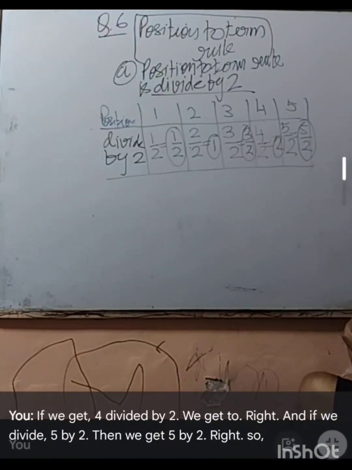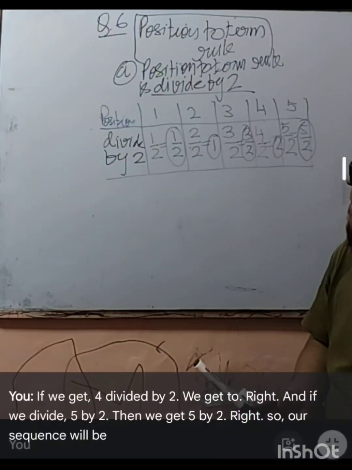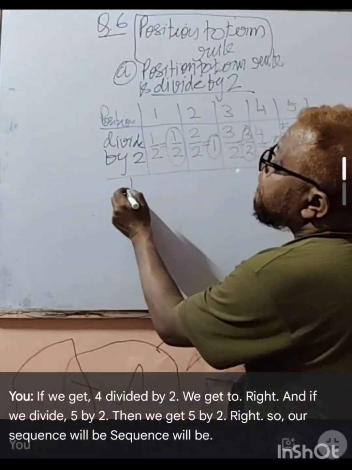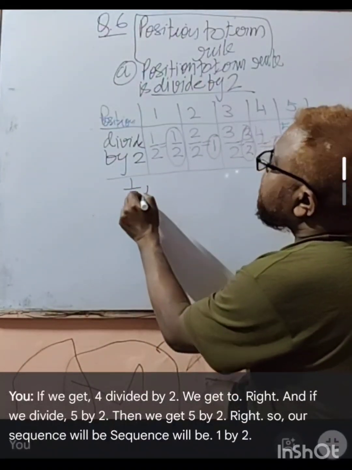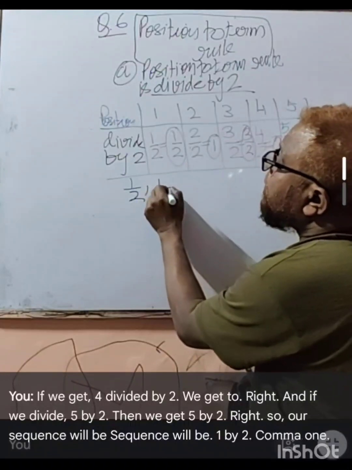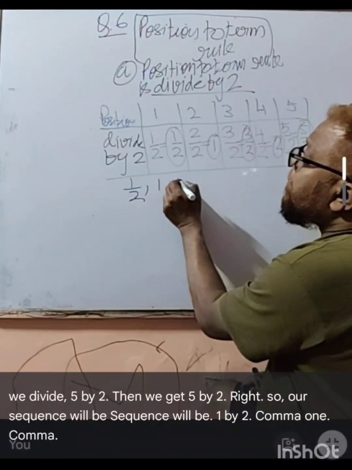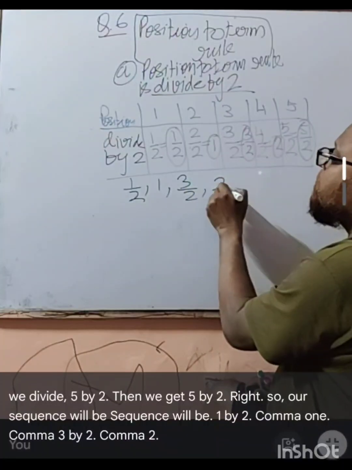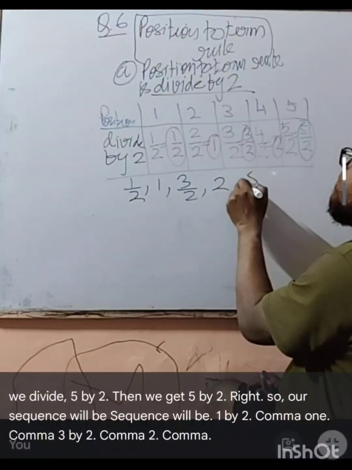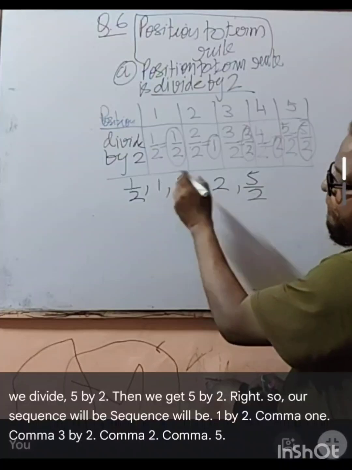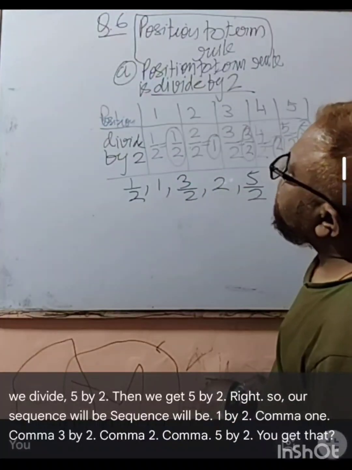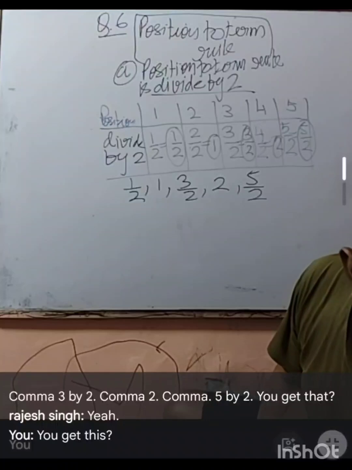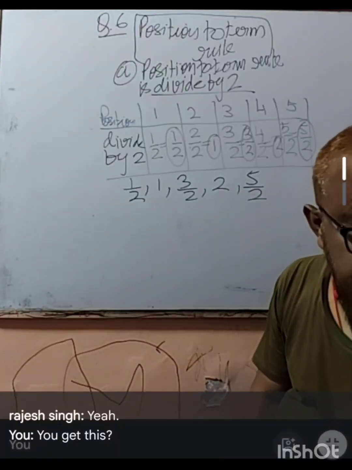So our sequence will be 1 by 2, comma 1, comma 3 by 2, comma 2, comma 5 by 2. You get that? Yeah. You get this? Oh, you are great.